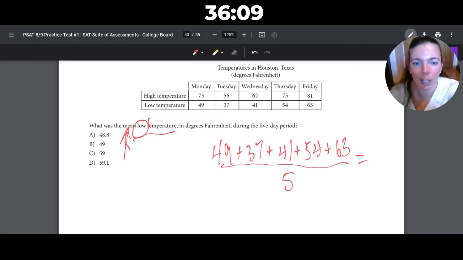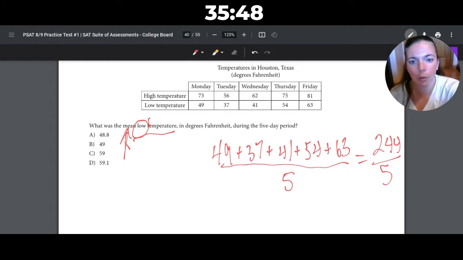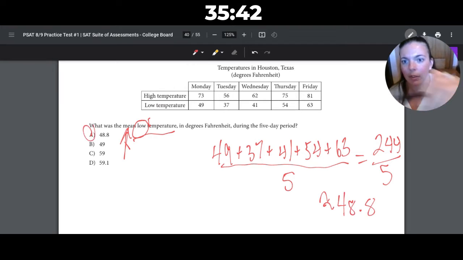So you can plug in the top into your calculator. So let's plug in 49 plus 37 plus 41 plus 54 plus 63. There we go. 244 divided by 5. Okay, and you should get 48.8. There we go. There's our mean low temperature.